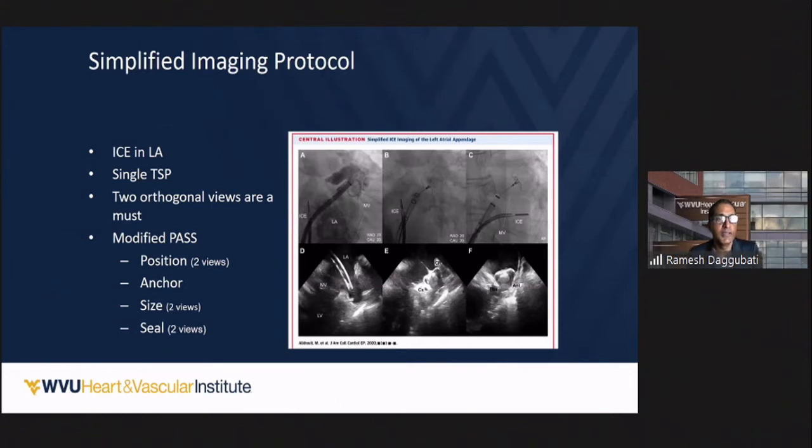and we don't have to place it in the SVC or in the pulmonary veins. So with a simplified imaging protocol with ICE in the left atrium, a single transseptal puncture, 2 orthogonal views are a must. You can look at this; it's called a modified PASS, and position is only in 2 views. Anchoring, size, and seal are only possible in 2 views, which are not going to be the best. Sometimes you might miss a small leak around it, as compared to 4 views in TEE.